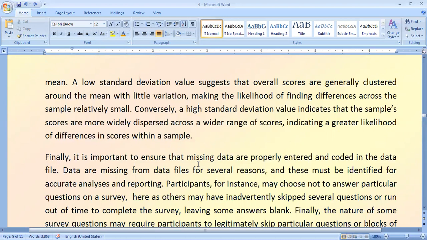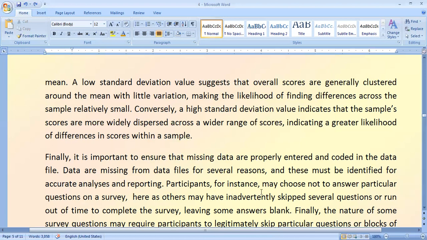Conversely, high standard deviation values indicate that the sample's scores are more widely dispersed across a wider range of scores, indicating a greater likelihood of differences in scores within the sample. Finally, it is important to ensure that missing data are properly entered and coded in a data file. Data are missing from data files for several reasons, and these must be identified for accurate analysis and reporting.